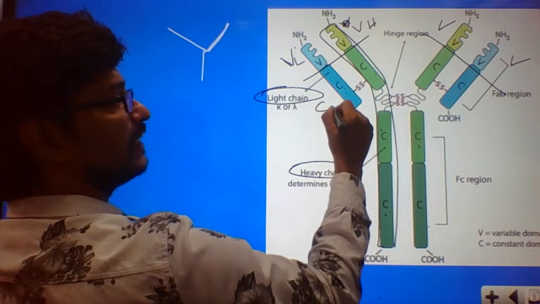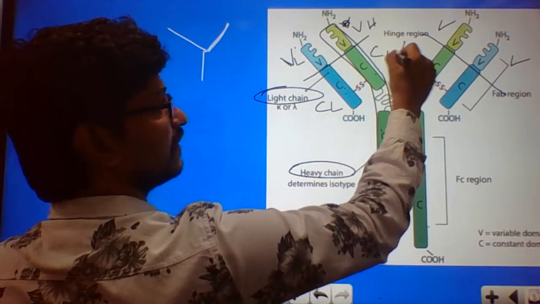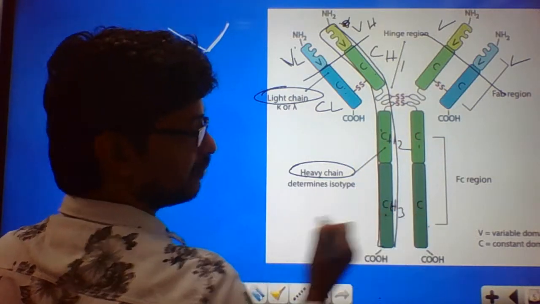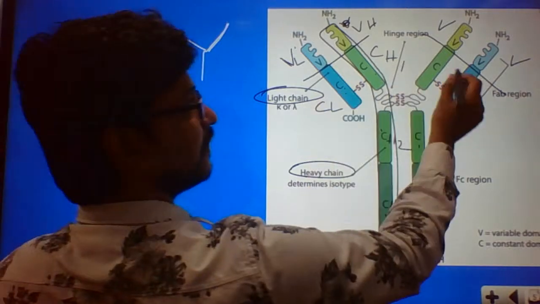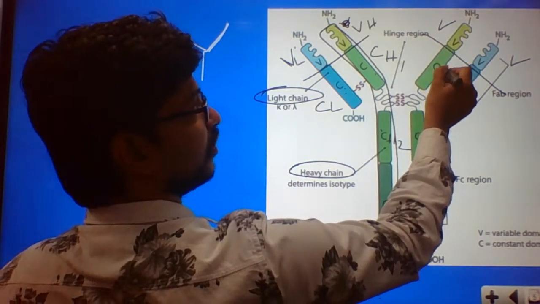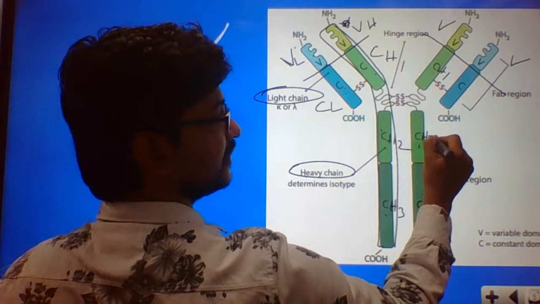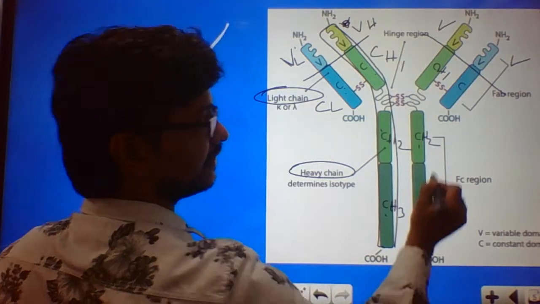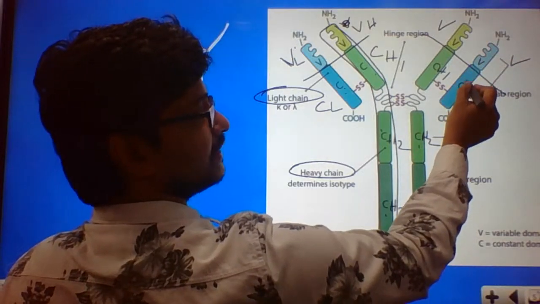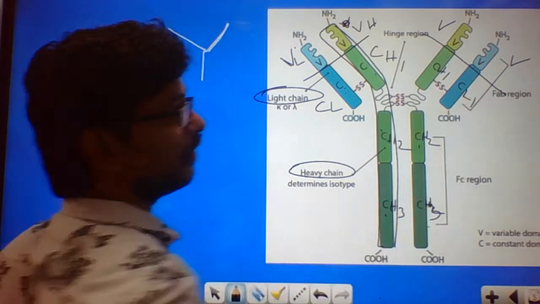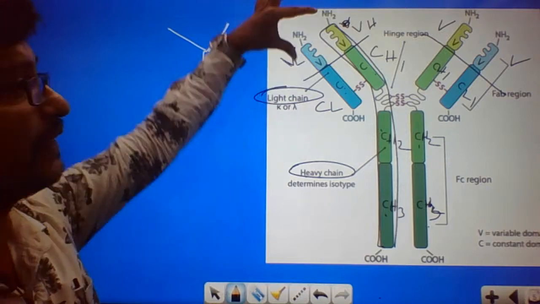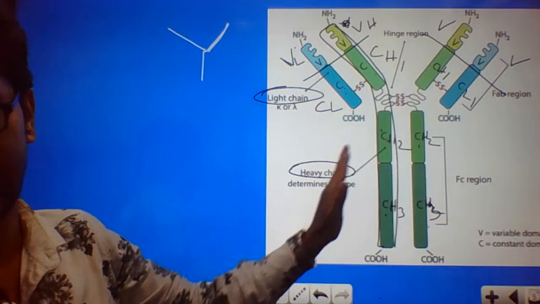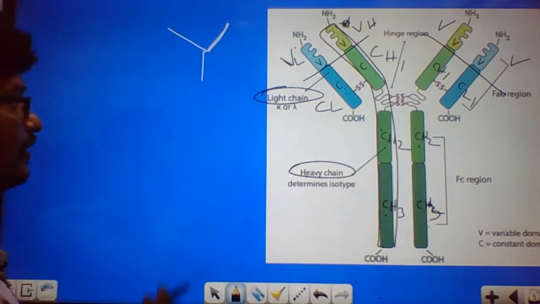So constant region of light chain. This is a constant region of heavy chain, CH1. This is a constant region of the next segment of heavy chain, CH2. This is a constant region of heavy chain, CH3. Same way here you could see the constant region of light chain, this is CL1. So the first segment is called as variable region. The remaining segments, both in the light chain and heavy chain, we call it as a constant region.